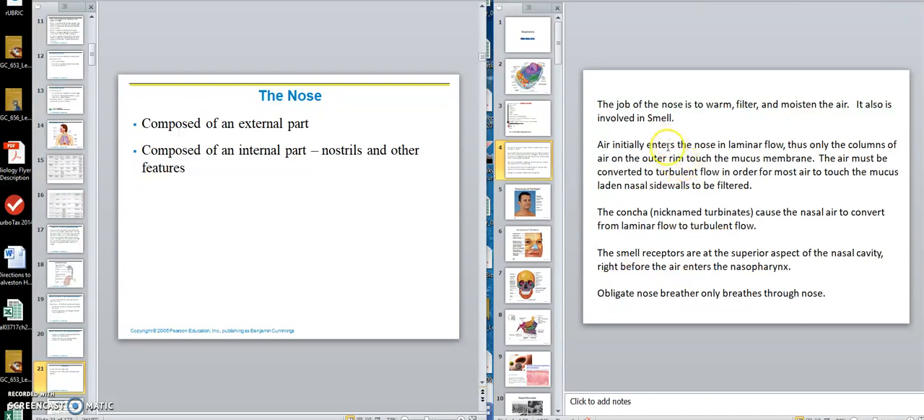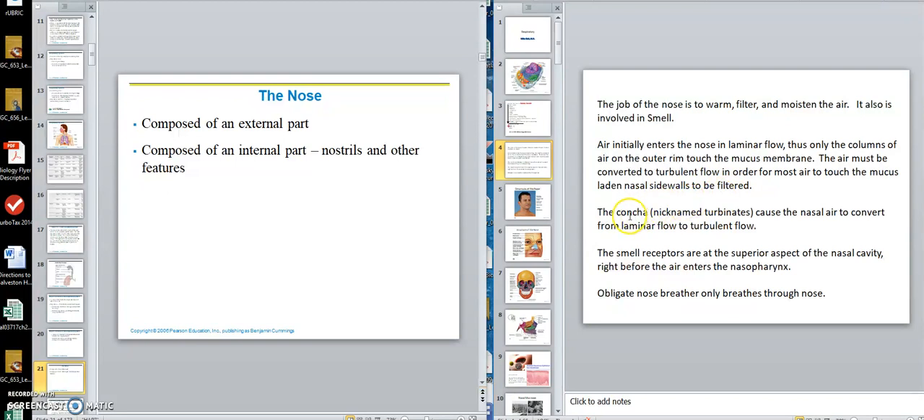But the inner areas would not do that. So they would go undisturbed back into your pharynx with dust and everything else. See, only the side thing. So laminar flow in the nose is not real good. See, unlike in the blood vessels, it's good, but in the nose, it's not. We need all the air to try to hit that sidewall. So the air in the nose must be converted to turbulent flow in order for most air to touch the mucus-laden nasal sidewalls to be filtered.